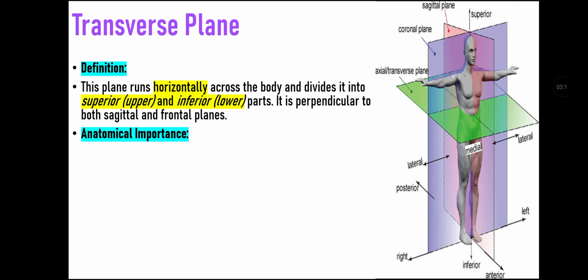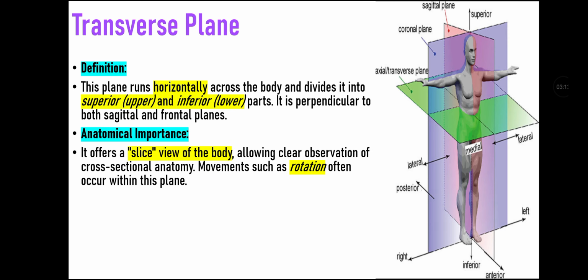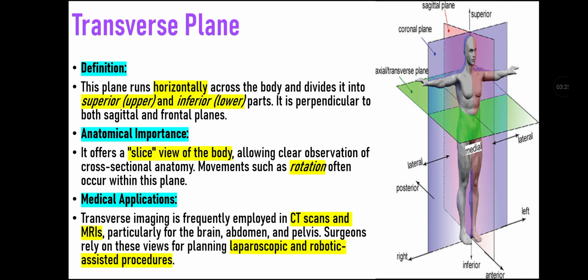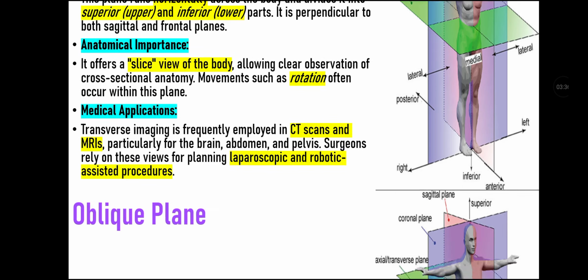Talking about its anatomical importance, it offers a slice view of the body, allowing clear observation of cross-sectional anatomy. Movements such as rotation often occur within this plane. Talking about its medical application, transverse imaging is frequently employed in CT scans and MRIs, particularly for the brain, abdomen, and pelvis. Surgeons rely on these views for planning laparoscopic and robotic assisted procedures.